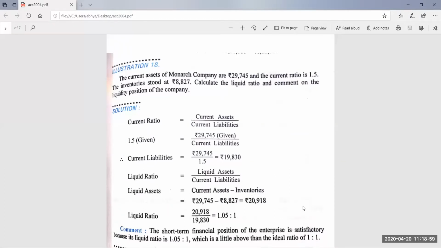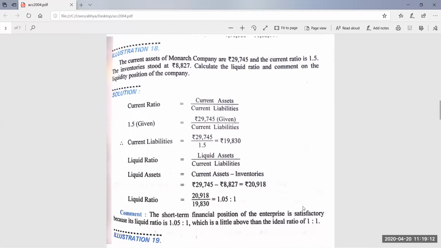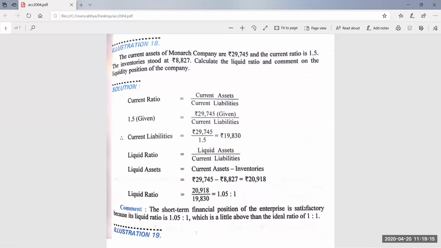Yes, it may be given in the question that you have to also comment on the liquidity position of the company. So comment means whether the company is in a satisfactory situation or not. As you all know, the ideal ratio for liquid ratio is 1:1 and the company is at 1.05. It means almost near to the ideal ratio. So what we can write in comment is that the short-term financial position of the enterprise is satisfactory because it is almost near to the standard ratio, which is a little above the ideal ratio of 1:1.